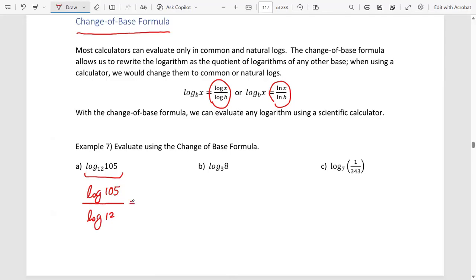In the calculator, I will type log of 105 and then divide it by log of 12. The answer is 1.873 if I round it to 3 decimal digits.